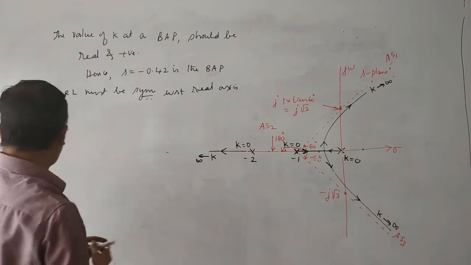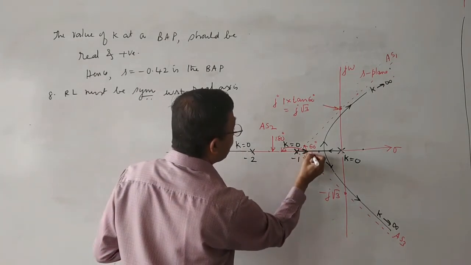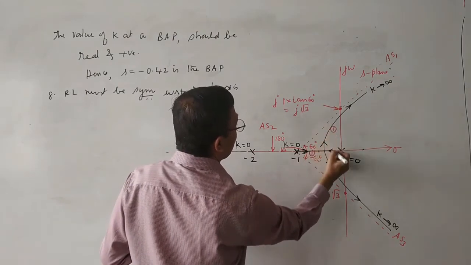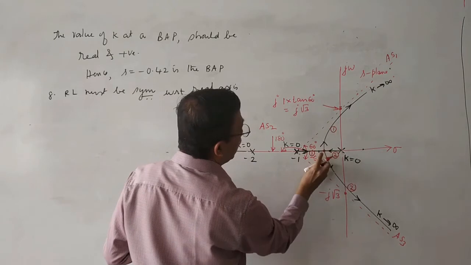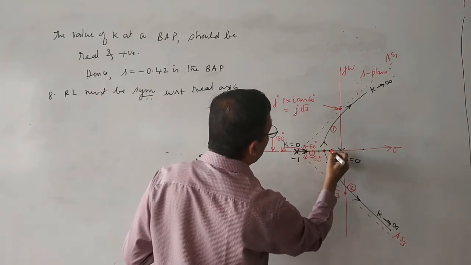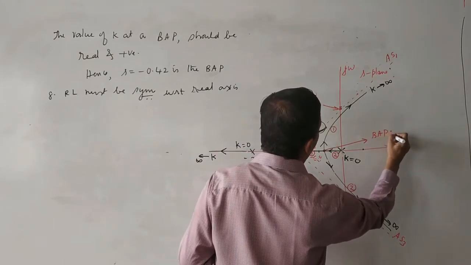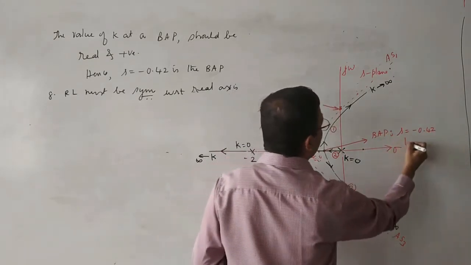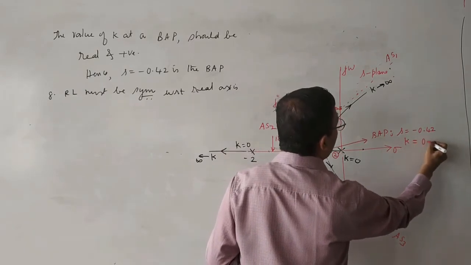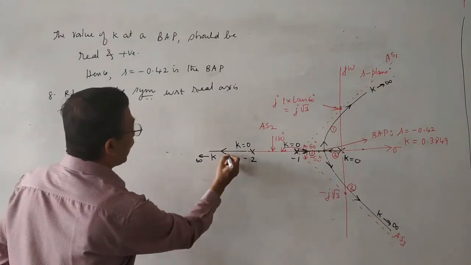Just for your understanding, I'll write the 3 branches. This is branch 1. This could be branch 1. This is branch 2. Branches 1 and 2 meet at this point. That point is called the breakaway point. What is that point? S is equal to minus 0.42. What is the value of K at that breakaway point? It is 0.3849. This is branch number 3.